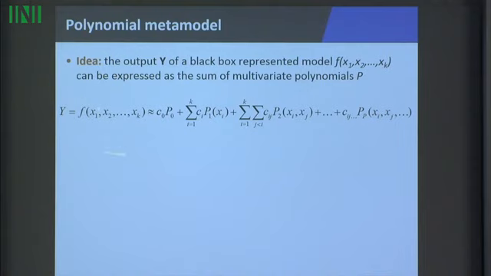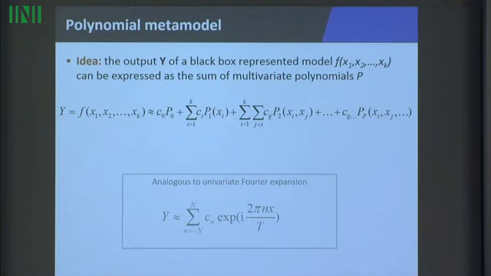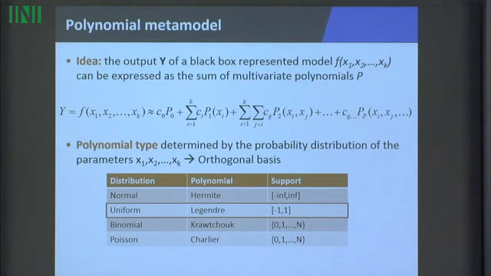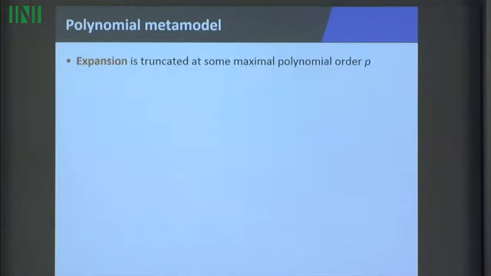So for example, I have my output, this is my model, and I approximate it with expansion coefficients and all kinds of polynomials of 0 order, first order, second order, till the pth order of that. Then you a priori need to select which kind of basis polynomials you use. If you use a uniform distribution, you take Legendre polynomials. So that's actually what I will now do for now.